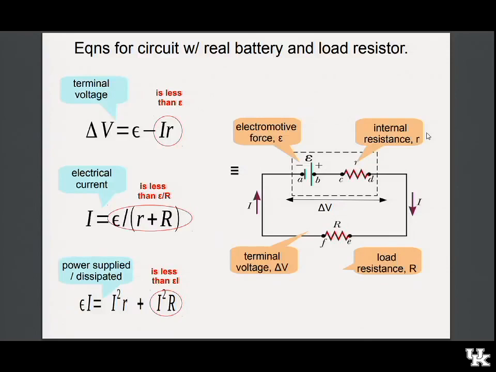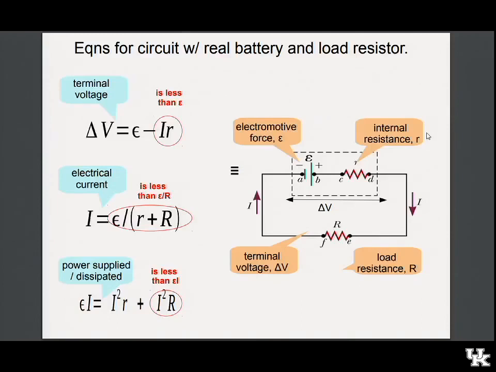And then finally, here's an equation describing the supply and dissipation of power in the circuit. On the left-hand side is the power supplied to the circuit. On the right-hand side is the power dissipated in the circuit. And again, you see here, this power supplied by the battery's EMF, which is just the product of its EMF and the current, is dissipated in a combination between the internal resistance and the external resistance, between the load resistance and the internal resistance. So this is the power in the internal resistor, this is the power in the load resistor.